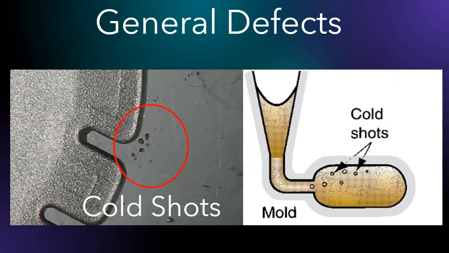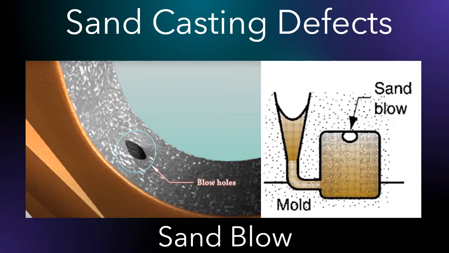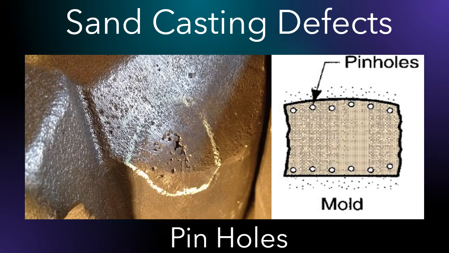The cold shots are metal splatters during the pouring, where solid bubbles form and become entrapped in the casting. The sand blow is a sand casting defect. The sand blow is a balloon-shaped gas cavity caused by the release of the mold gases during the pouring. The pinholes are a formation of many small gas cavities at or slightly below the surface of the casting.